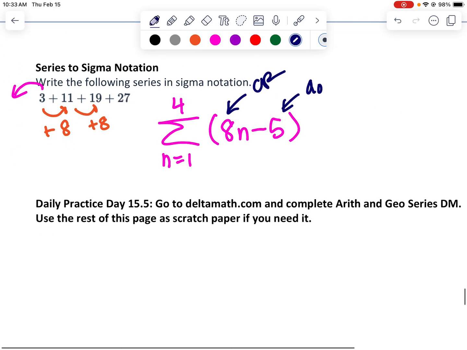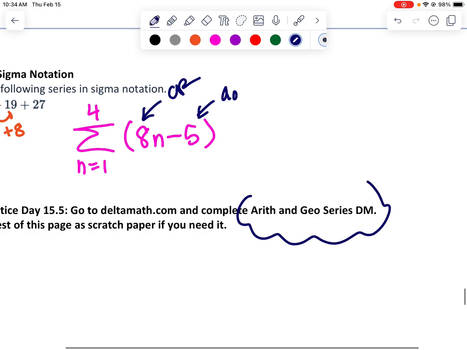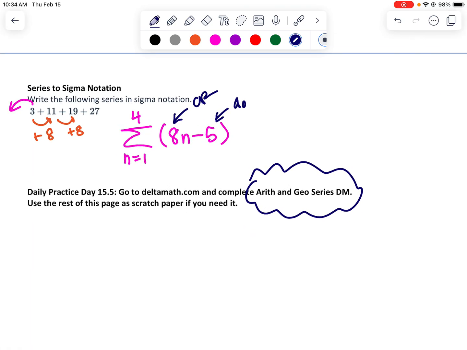Okay, so these are the problems you're going to review. To do that, you're going to go to deltamath.com, and you're going to find the one titled Arithmetic and Geometric Series on Delta Math. You can use this page as scratch paper if you need it. I would pull up Desmos and use that calculator, and then we'll go over any questions you have tomorrow. So finish this before the end of class.